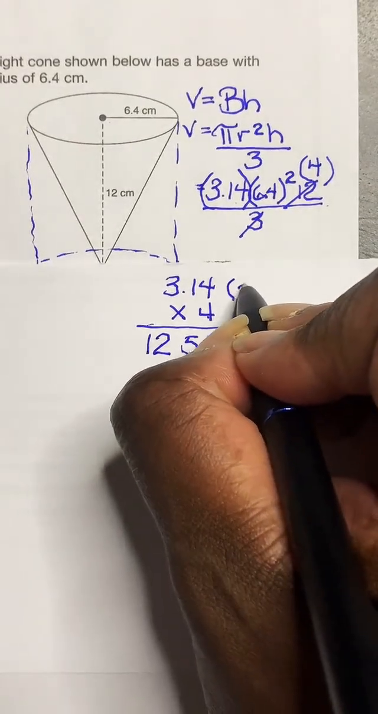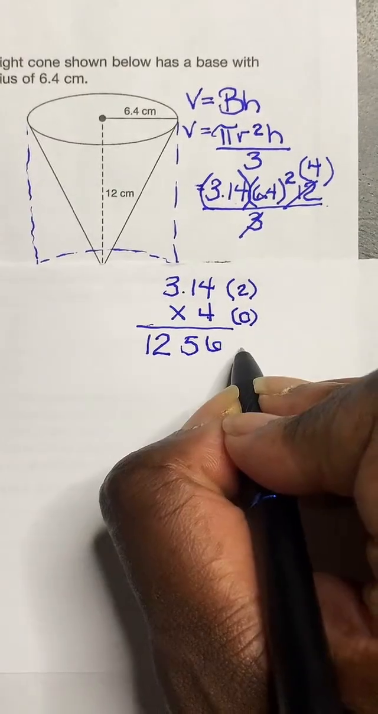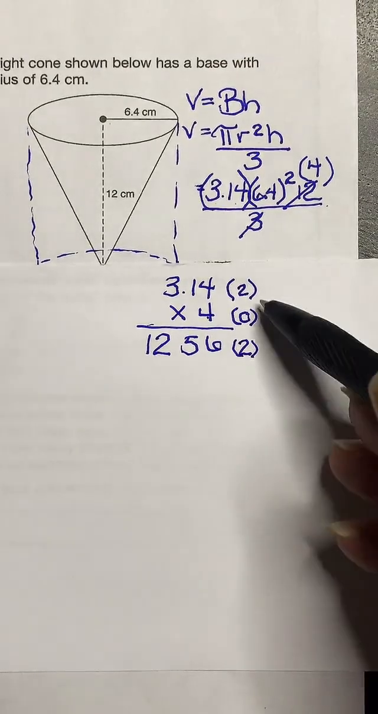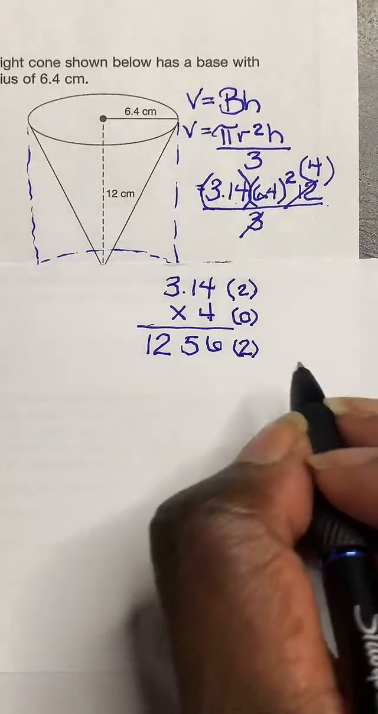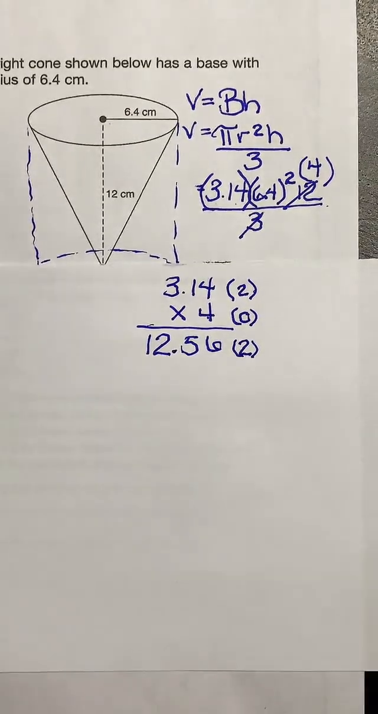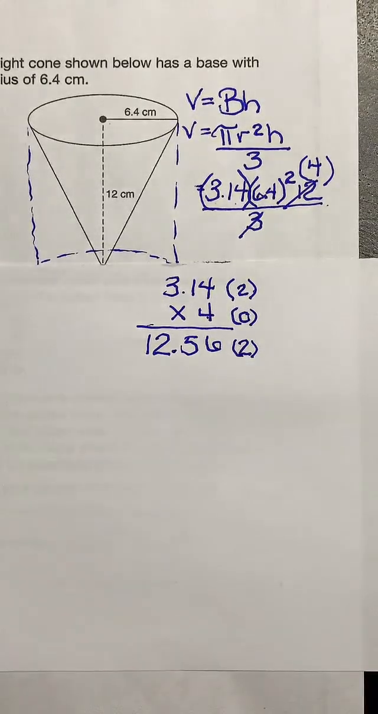Since this has 2 decimal places, and this one has 0 decimal places, my answer should have 2 decimal places. The way to figure that out, you add the decimal places. That's how many decimal places should be down here. So since I have 2, that'll be 1, 2. So I have 12.56. Now, we need to figure out what 6.4 squared is.